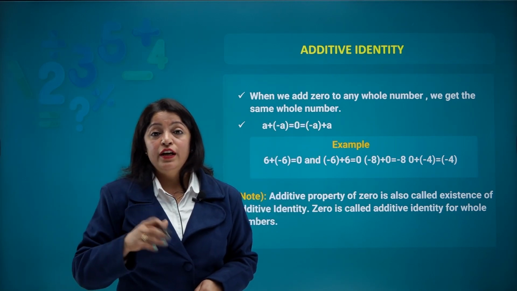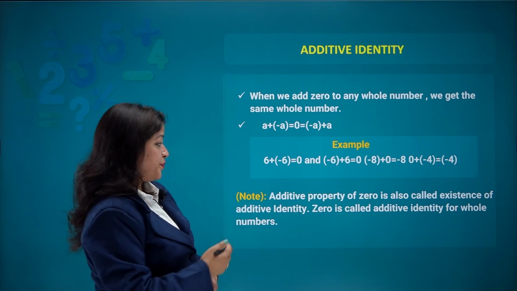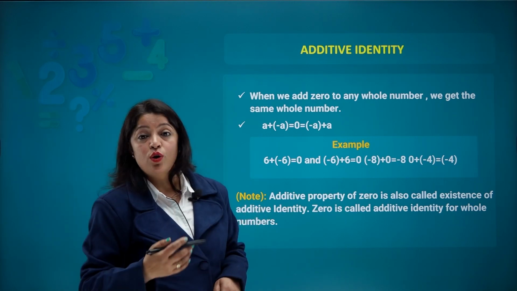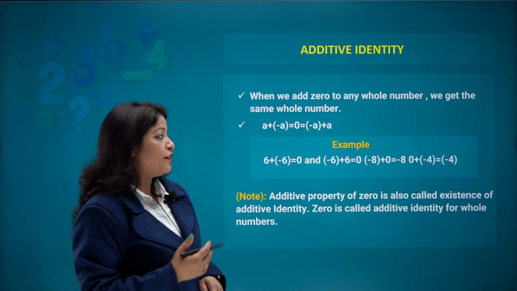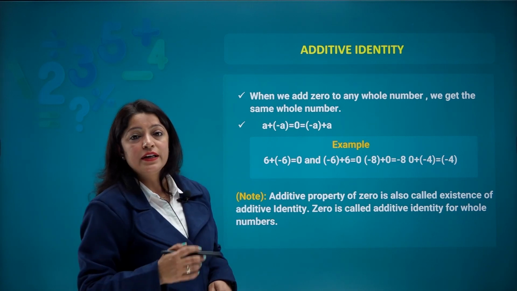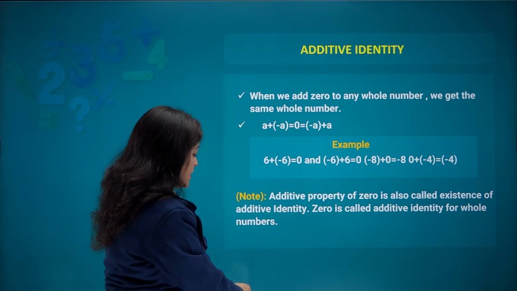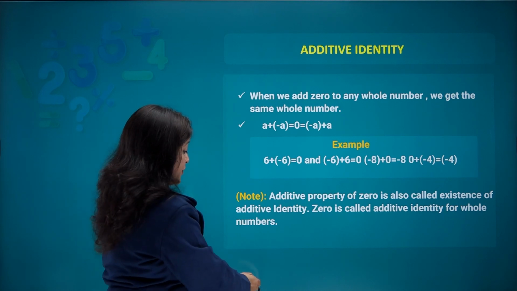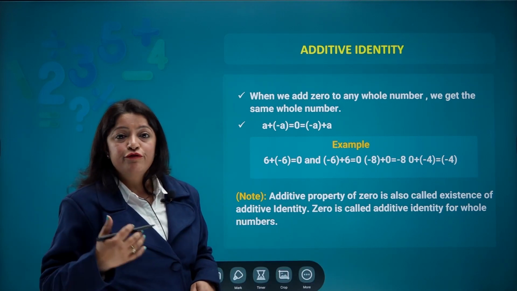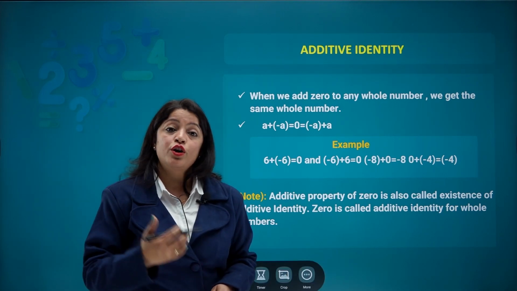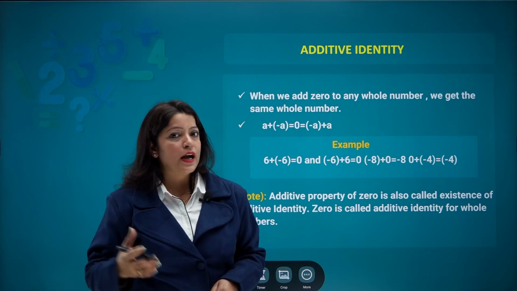That means the additive property of 0 is also called the existence of additive identity. Let me explain it in detail with an example. Like 6 plus minus 6 is 0. So it is a number which when added does not change the identity of that number.